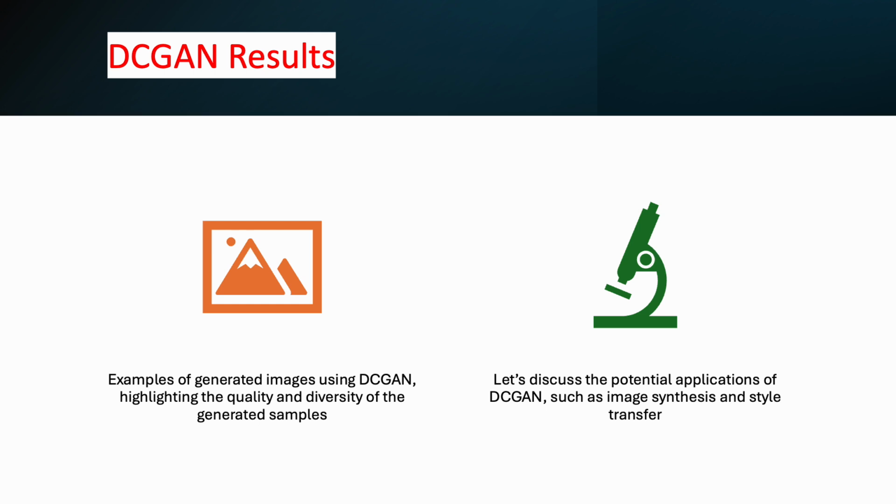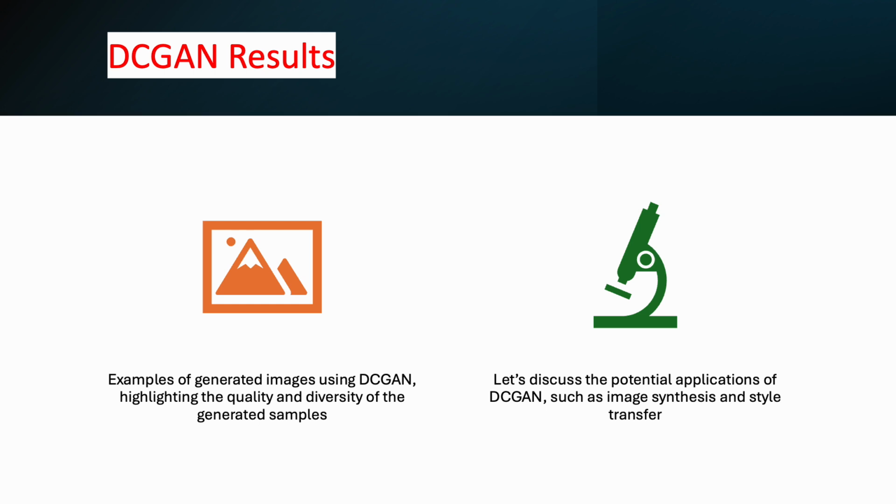Image synthesis and style transfer are two techniques used in computer vision and machine learning to generate new images. Image synthesis refers to the process of creating new images from scratch. This can be done using various techniques such as generative adversarial networks, variational autoencoders, or other deep learning models. The goal of image synthesis is to create images that are as realistic and diverse as possible. For example, a GAN trained on images of cats or dogs can generate new images of cats or dogs that look like they were taken from the real world.